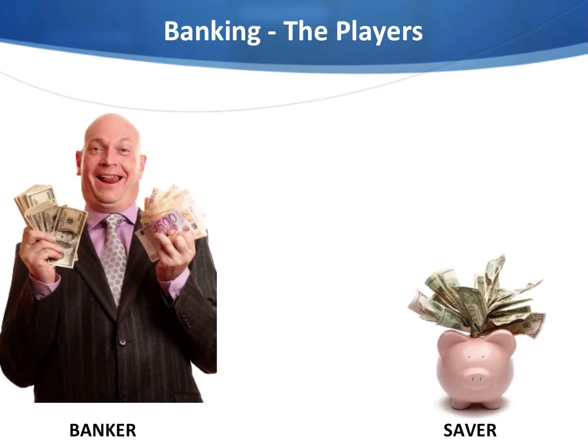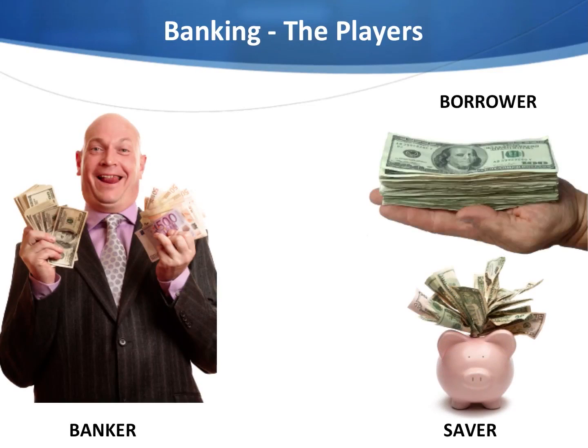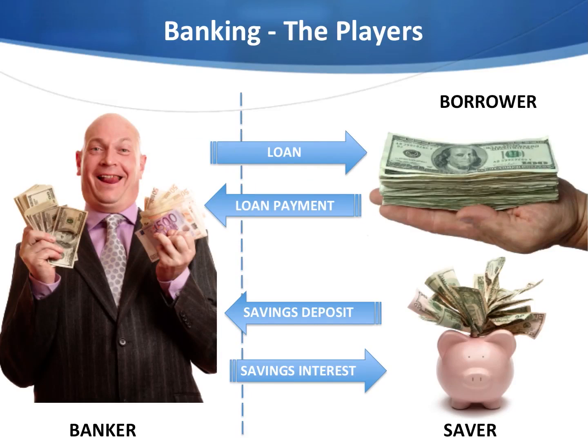There are 3 main players in the banking process: the banker, the saver, and the borrower. Each plays a vital role. Without the saver, the banker has no money to loan. Without the borrower, the banker has no way to earn interest on the saver's money. Without the banker, the saver has no place to safely store their saved money, and the borrower has no place to go to finance the things they want or need.